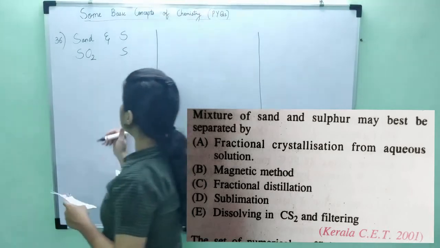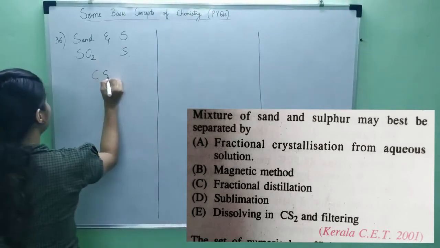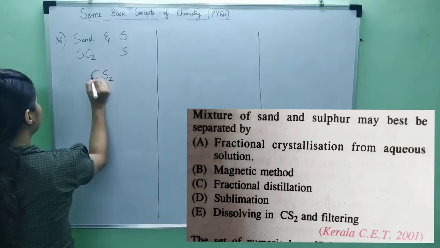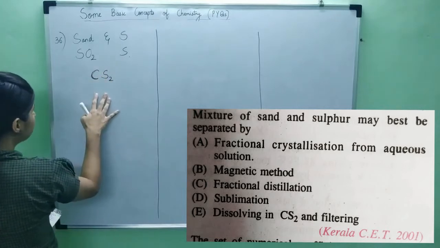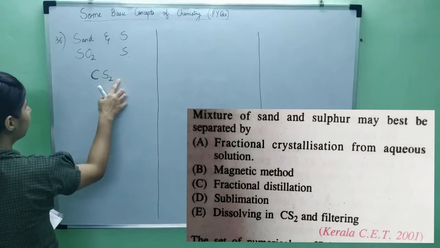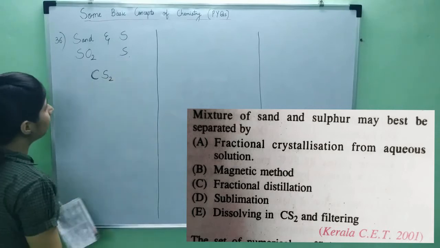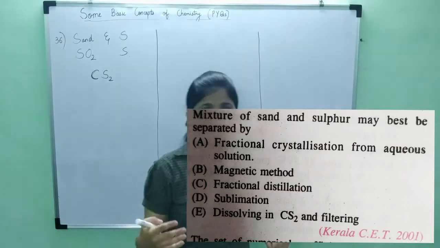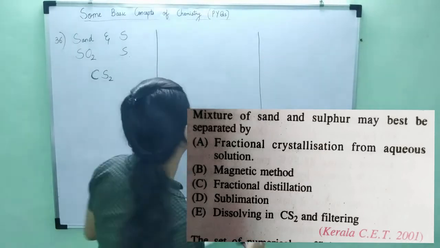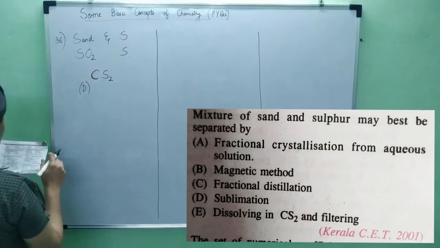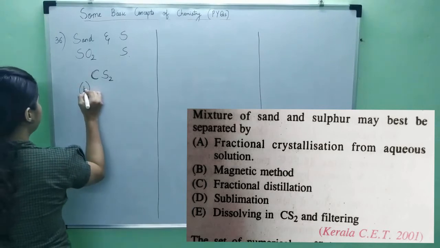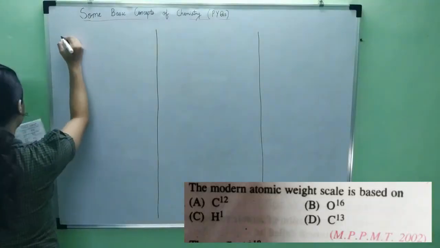CS2 is a liquid. So what we can understand from this is that in CS2, sulfur will definitely have more solubility, and then when we filter it out, we can get the others. We can separate both. So yes, D is the right answer. Okay, sorry, E. The option is E. E is the right answer. Look at the next question.